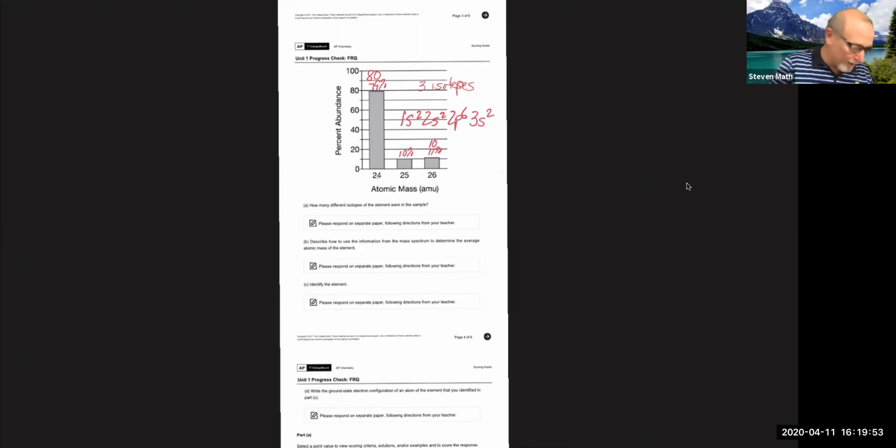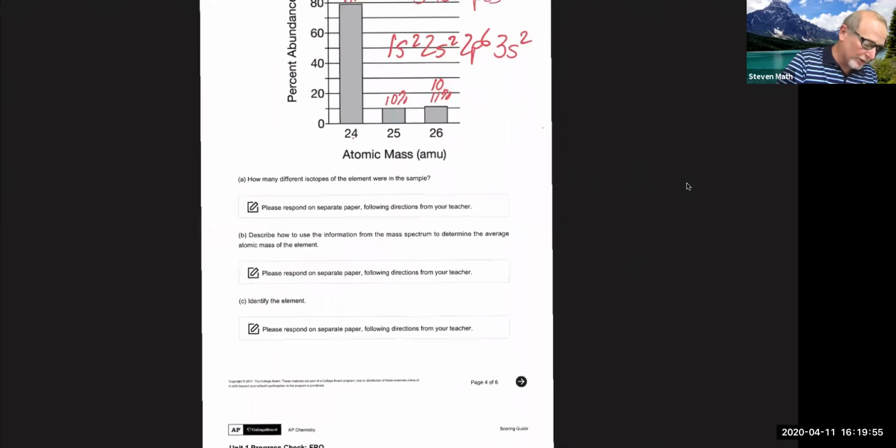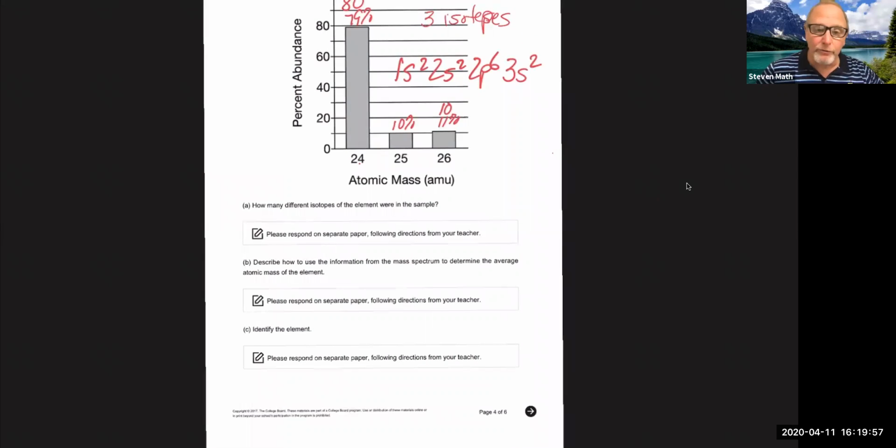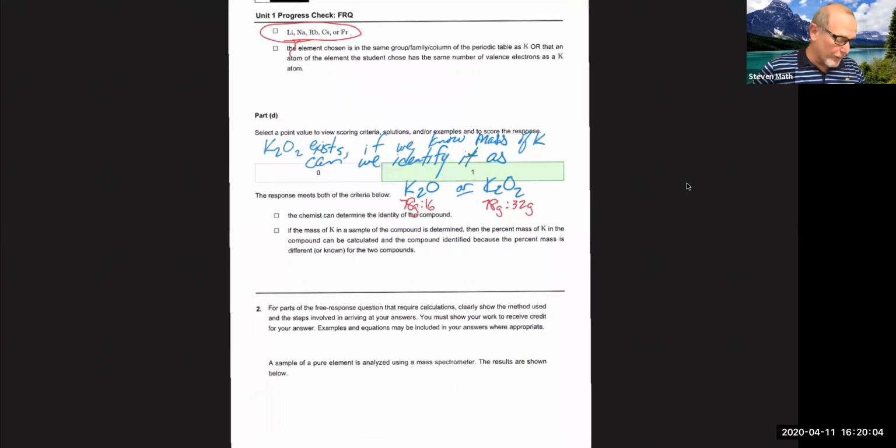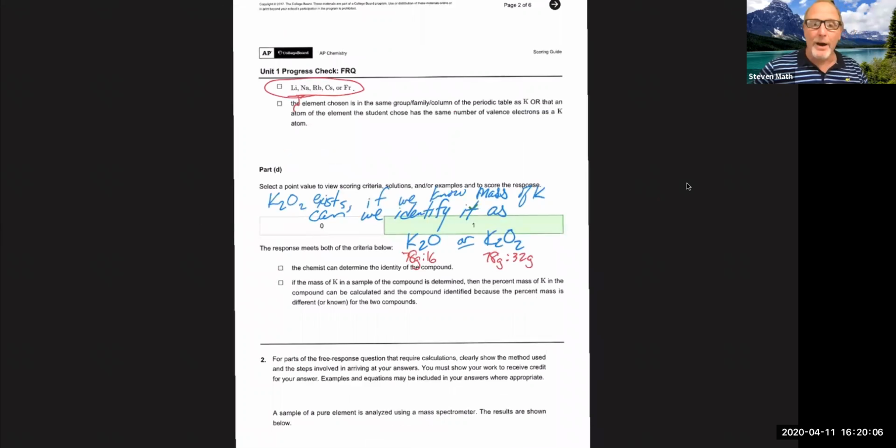This is your Unit 1 progress check. Went pretty good. First one talked a little bit about periodic trends, second one talked about isotopes. 2 very good writing questions. That's our first progress check. We've got another 6 more to go.